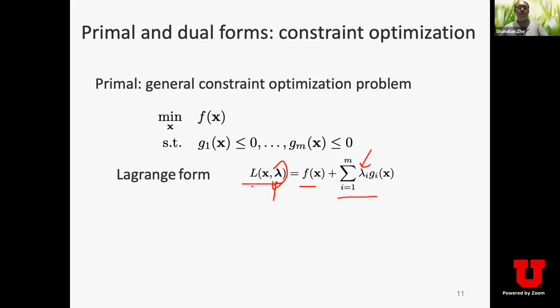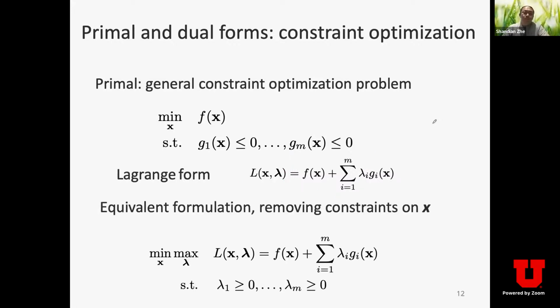We call this summation of the objective function f of x plus a weighted summation of the constraint functions the Lagrange function. This function is not only a function of x, the original input, but also a function of the Lagrange multipliers. So far, it's a definition. Everyone is good? Okay. Now a very cool conclusion arrives.